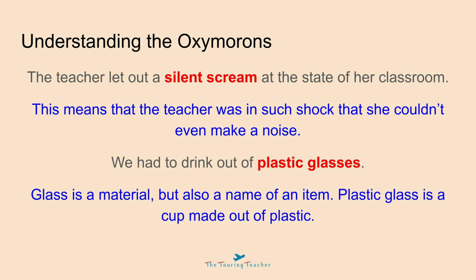The teacher let out a silent scream at the state of her classroom. This means that the teacher was in such shock that she couldn't even make a noise. We had to drink out of plastic glasses. Glass is a material, but also a name of an item. Plastic glass is a cup made out of plastic. Okay, how did you do? Hopefully it went really well.